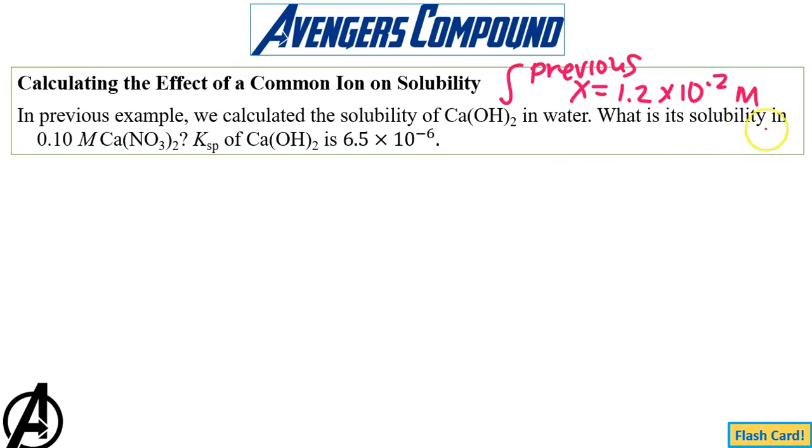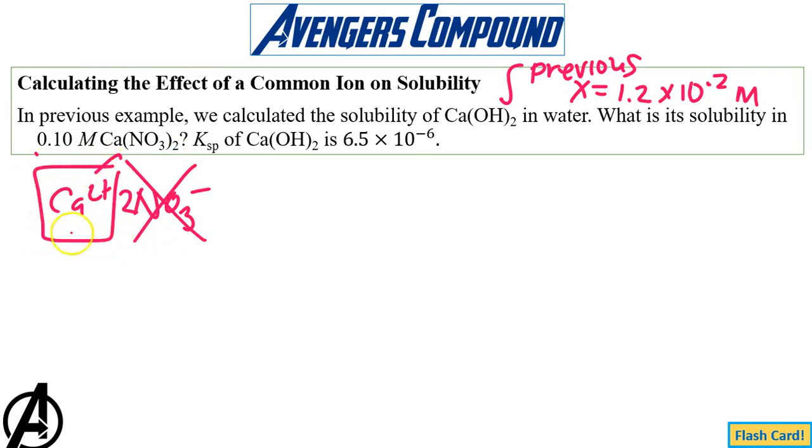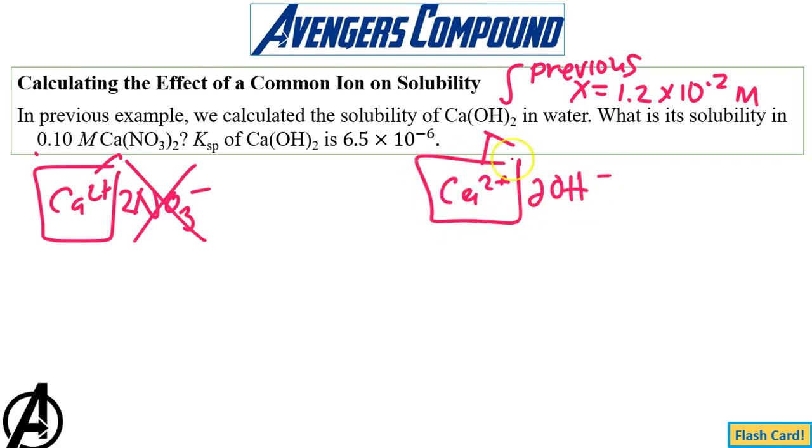It says, what is the solubility in 0.10 molar Ca(NO3)2? That means we're adding a Ca2+ ion and then 2 NO3- ions. So our common ion here is going to be Ca2+ because our ions here are Ca2+ and 2 OH-. So the one that's common between the two is going to be the calcium 2+. They also give us the Ksp, just like they did before, of 6.5 times 10 to the negative 6.